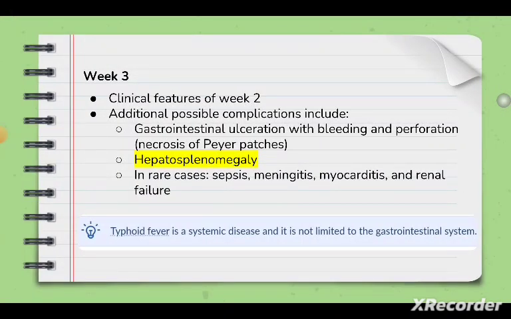So let's come to the last week, or week 3. Other than the symptoms in week 2, patients can also develop possible complications such as GI ulceration with bleeding and perforation, and this occurs due to necrosis of Peyer's patches. And patients can also have hepatosplenomegaly, and in rare cases patients can have sepsis, meningitis, myocarditis, or even renal failure.